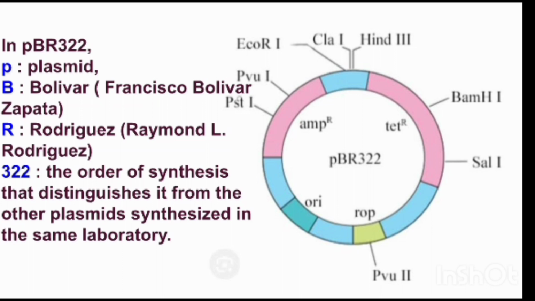Rodriguez is for R. Raymond L. Rodriguez. They were the scientists who designed this pBR322, and 322 is the order of the synthesis that distinguishes it from other plasmids synthesized in the same laboratory. So this is how I name pBR322 or any plasmids.